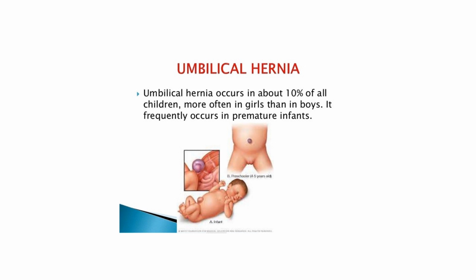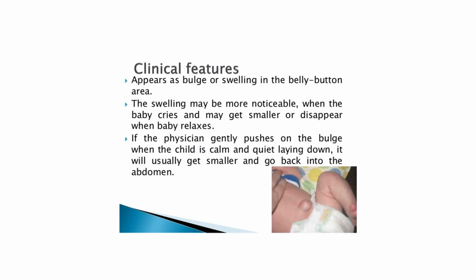Next is the umbilical hernia. The umbilical hernia occurs in about 10% of all children, more often in girls than in boys, and frequently occurs in premature infants. So we can mostly find this kind of hernia in premature babies.